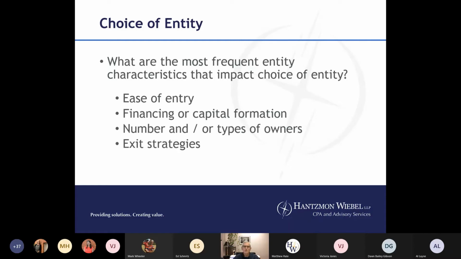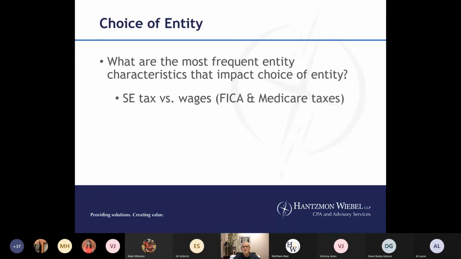A very important one is an exit strategy. I think a lot of clients think it's a little bit strange when they're sitting down talking about setting up a new business and we want to talk about exit strategies, but that's certainly part of it. Some of the other ones that impact a lot of it are, generally, whether it's SE tax or wages subject to FICA. What about profit and loss allocations? That has a big impact on choice of entity, and again, we'll discuss some of that more later.